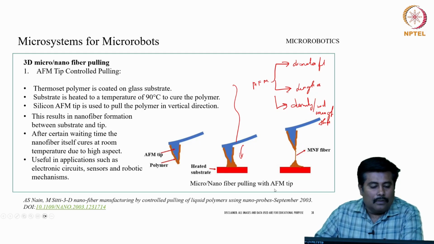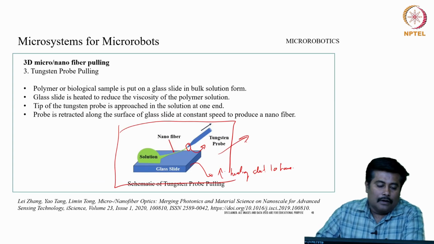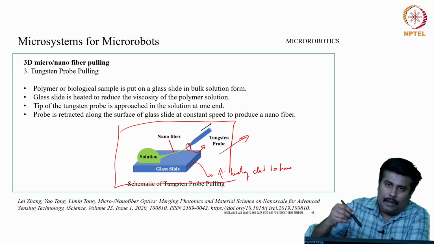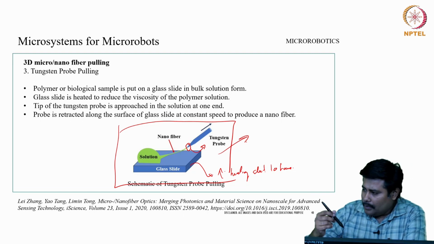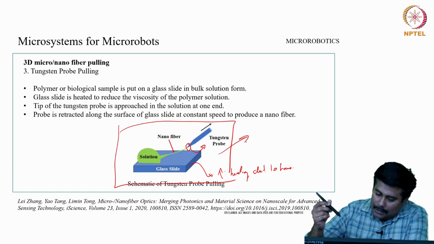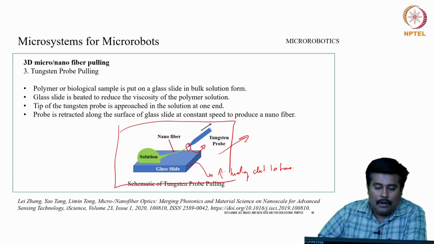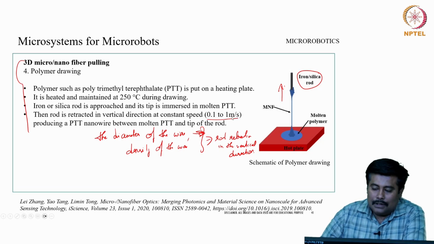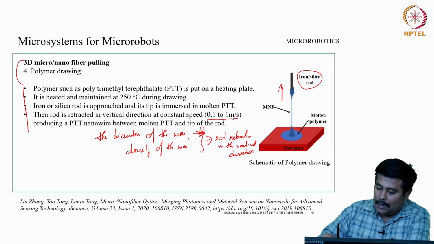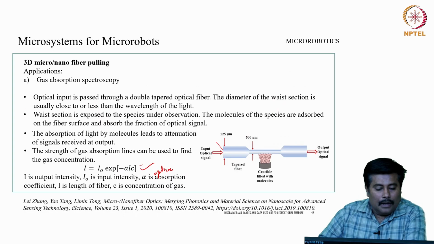One micro fiber pulling method involves AFM, the other involves a flame heated taper drawing, and another involves a tungsten probe based pulling, where a manipulation is applied through a liquid layer in such a way that the tungsten probe is made to touch the liquid, and then when we pull it, you get a fiber drawn out of the system. Then there is a polymer drawing system. Through this polymer drawing, we can insert the probe into the molten polymer, and then when we pull it, you get a fiber coming out of it.